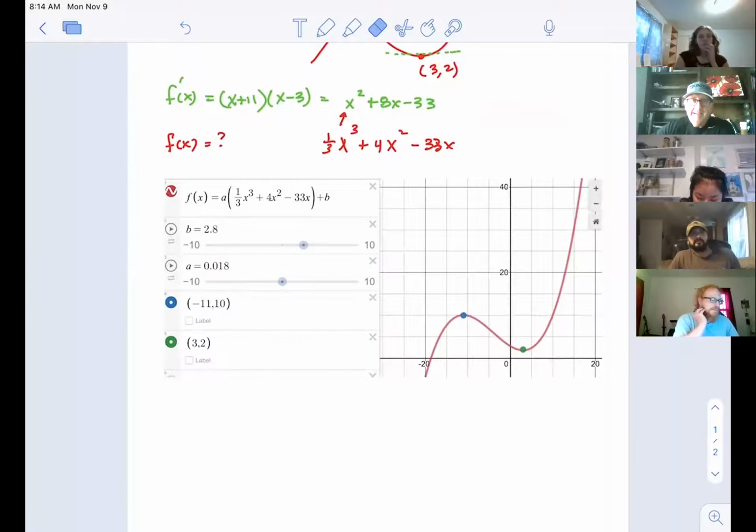So what does it mean to go through that blue point? Actually, let's do the green one first. What does it mean to go through the green point? Somebody put that into words. If that red graph is going to go through the green point, what does that mean in algebra language?